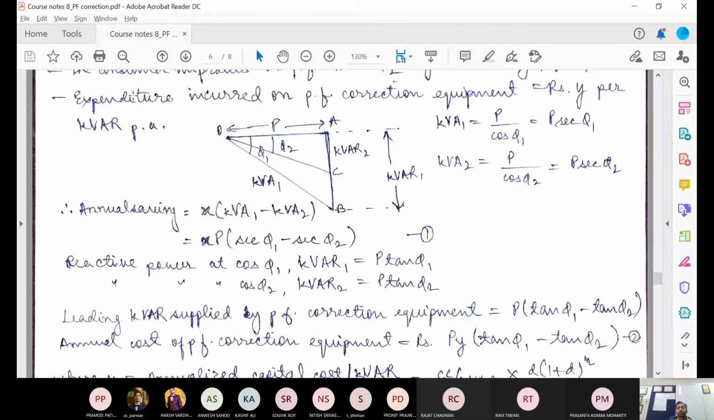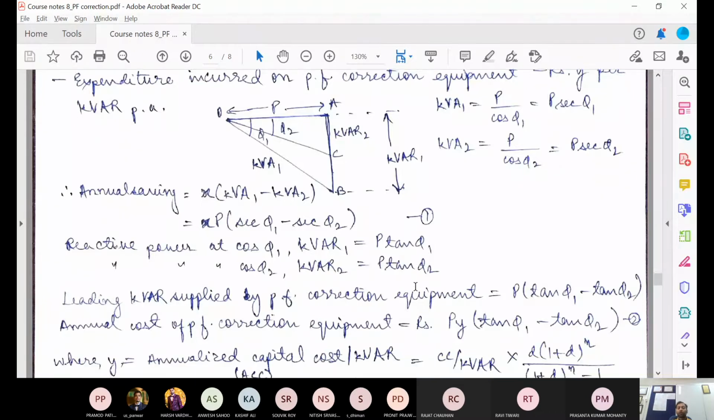And in the same way here, as we said, the expenditure incurred on power factor correction equipment, we express that as rupees Y per kVAR per annum. So the annual cost of power factor correction equipment will be nothing but the kVAR supplied by the power factor correction equipment multiplied by this value Y. So it will be rupees P Y (tan phi 1 minus tan phi 2) per annum. So that is also the annual cost. You have annual saving and annual cost.